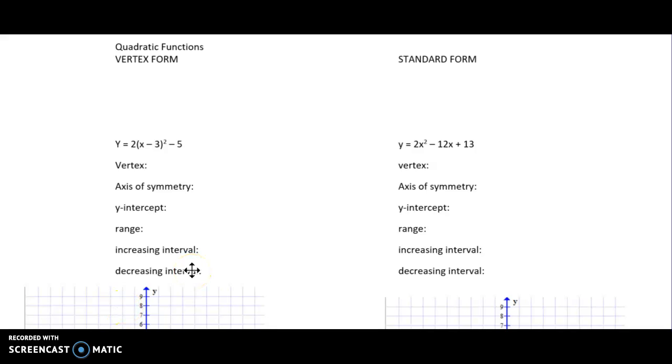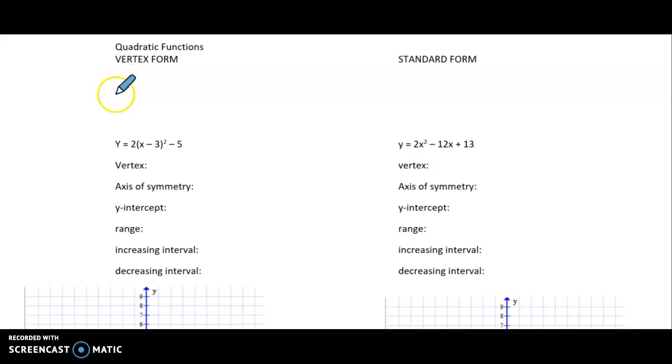Okay, guys, we are starting chapter 3. We're all done now with 2 units of college algebra. Moving on to polynomials, and the first type of polynomial we're going to study is, of course, the quadratic, the second degree polynomial. Just like with equations of lines, the quadratic equation has 2 different forms. We have vertex form and standard form.